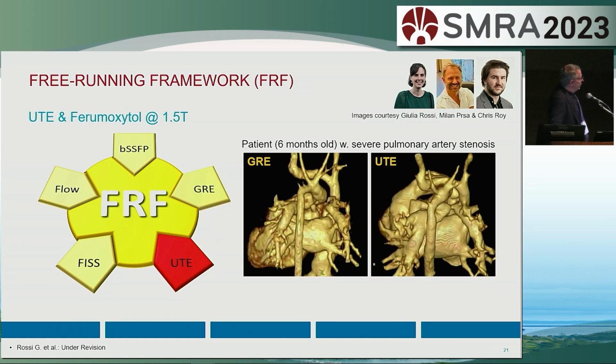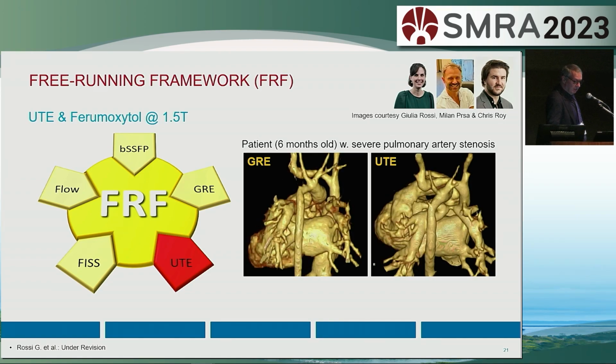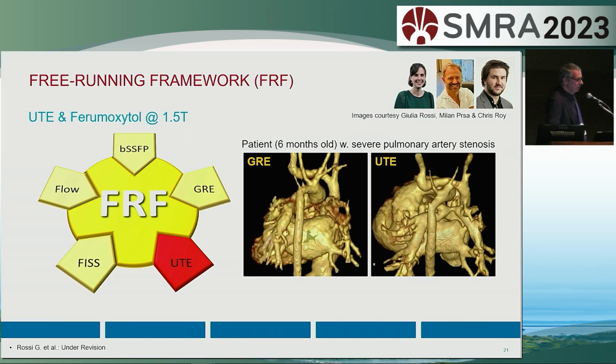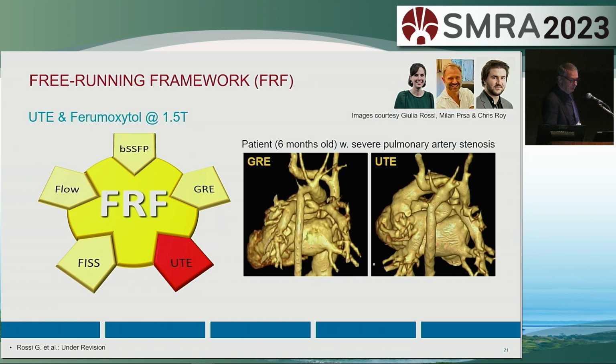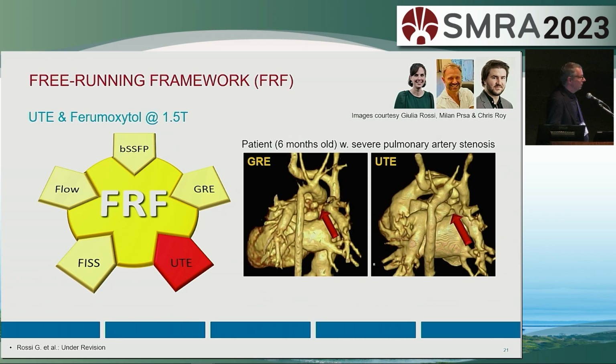This is another example, moving to ultra-short echo time imaging. This is data which were acquired by Giulia Rossi in my team. On the left-hand side, you can see the gradient echo variant. On the right-hand side, the UTE version in a 6-month-old patient with severe pulmonary artery stenosis. I put an arrow here so that you can see where this pulmonary stenosis is.